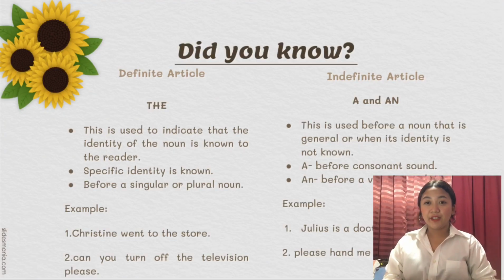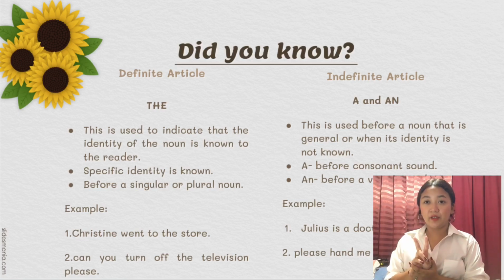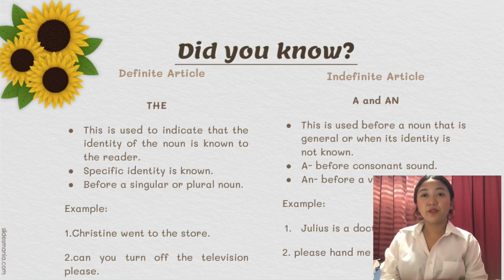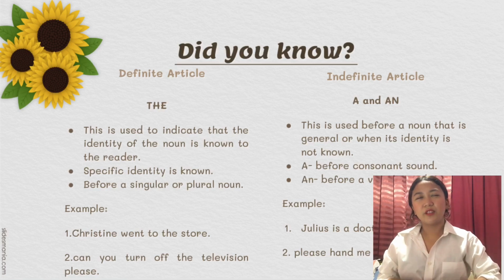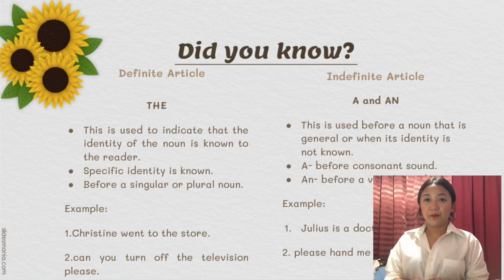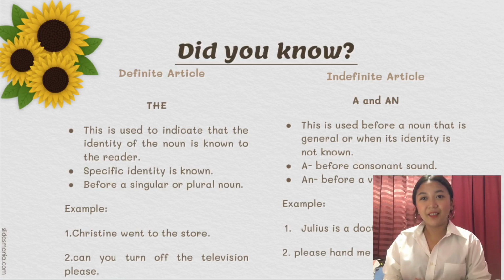Under the article, we have two different categories, which are the definite and indefinite articles. Under the definite articles, we have the. The article "the" is used to indicate when the subject is known to the reader. It is sometimes used when the speaker themselves know the subject, or used with singular or plural nouns. For example, Christine went to the market.